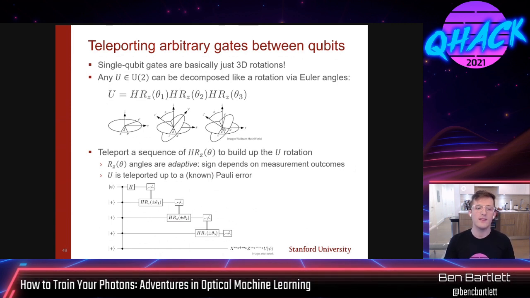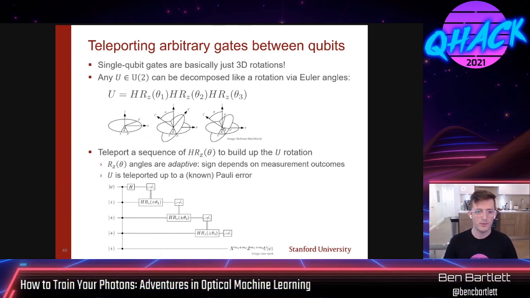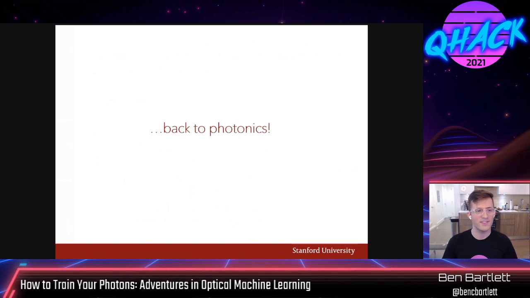And in this case, the angles that you rotate the qubits by are adaptive. So the sign is going to depend on the measurement outcomes of previous measurements. And after you've done all 3 of these measurements, you've effectively built up what U is, and you've applied U from psi onto your last qubit up to some known possible Pauli error that can be deterministically canceled out. So that was our very brief intro into measurement-based quantum computing, and let's get back to the world of photonics.